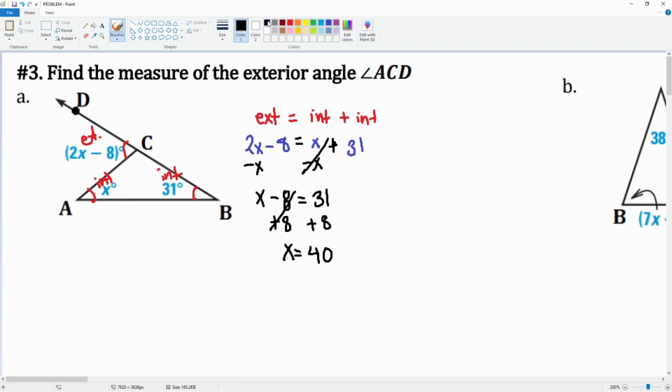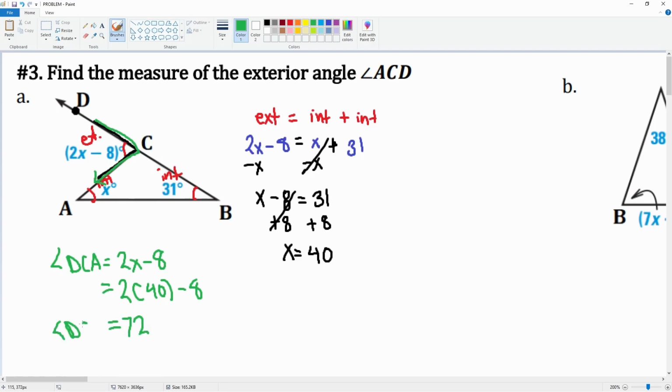But we want the angle measurement itself. We want this angle here. Okay? So this angle DCA is defined as 2x minus 8. But we know what x is. x is 40, so we substitute in that 40. So it is 2 times 40 minus 8. This gets you 72 degrees as angle DCA.